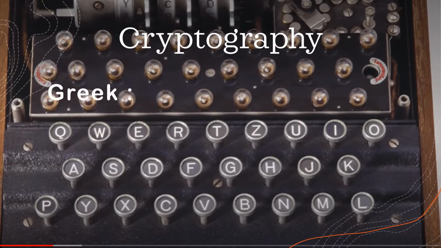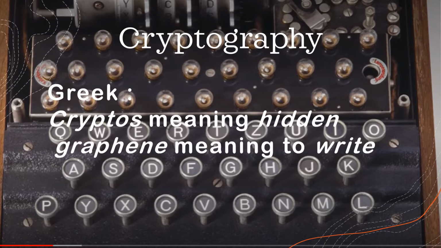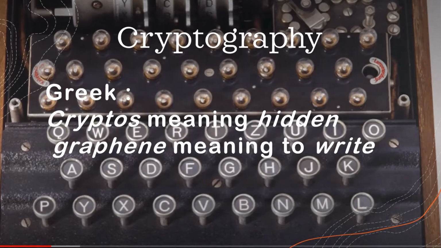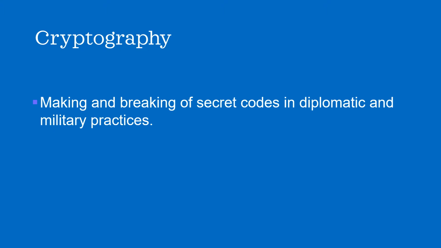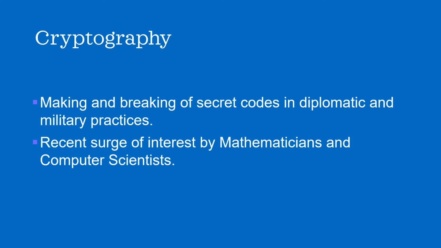Cryptography is a Greek word. Crypto means hidden and graphene means to write. In cryptography, we make and break secret codes which are used in military practices and diplomatic services. There is a recent surge of interest in cryptography by mathematicians and computer scientists.